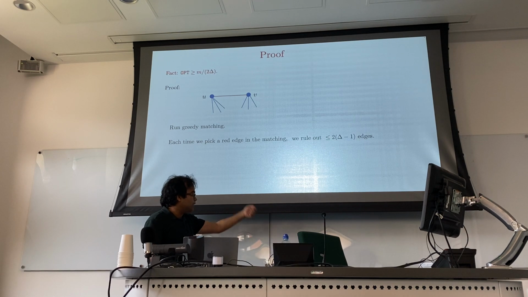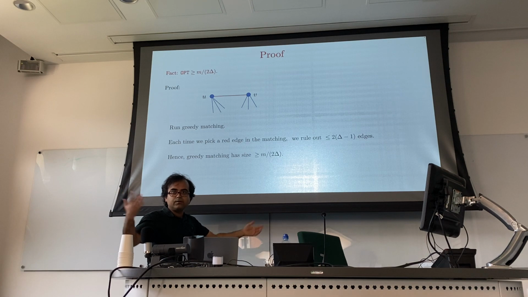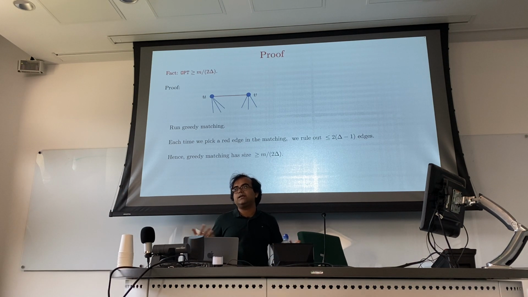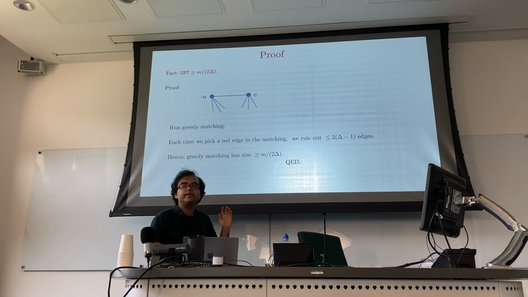Each time I take one more edge in my bag, I rule out at most 2 times delta minus 1 many edges. There are m edges overall. So once I finish this process, I should have at least m over 2 delta many edges in my bag. So opt is at least m over 2 delta, and that's all we need. We don't need anything else.